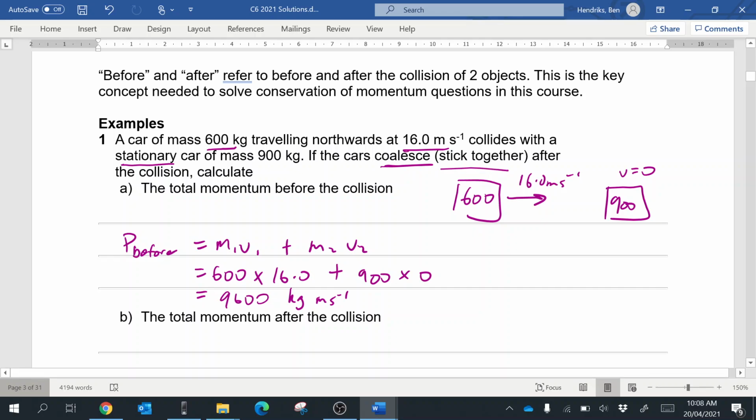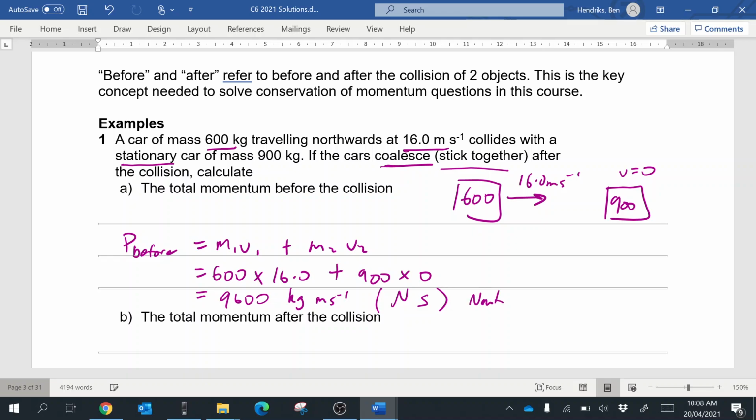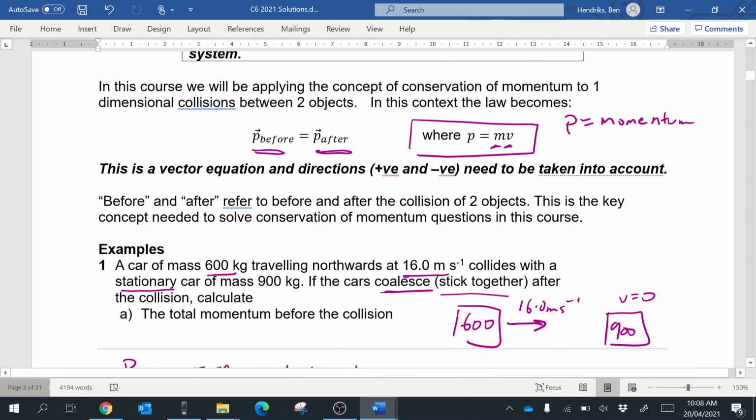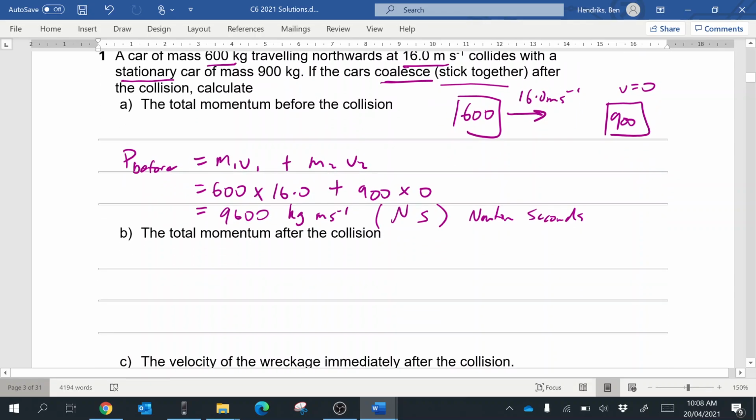There is another formula for momentum, which we'll cover later. So you might see that the units are also Newton seconds, which we'll just see later on. I find that kilograms metres per second is easiest to remember, only because of our formula of momentum is equal to mass times velocity. Okay, so that was the first part.